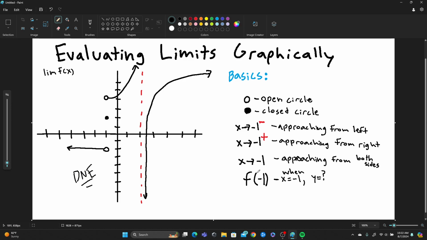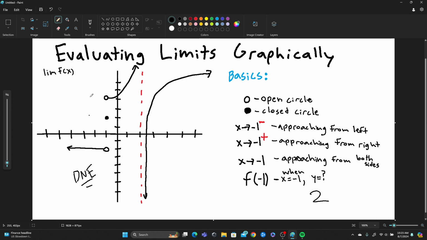And finally we have f of -1. So in this, x is equal to -1. So that means we're finding the real point, which would be the closed circle, we're finding the y value of the real point at x equals -1. So when x equals -1, the real point, the closed circle, has a y value of 2. So it's approaching 2.